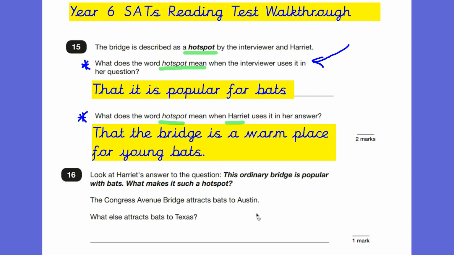Question 16. Look at Harriet's answer to the question. "This ordinary bridge is popular with bats. What makes it such a hotspot?" The Congress Avenue Bridge attracts bats to Austin. What else attracts bats to Texas? Now, this is talking about bats being attracted to Austin, okay? But why else are the bats there? What else attracts bats to Texas in particular? Let's go and find out.